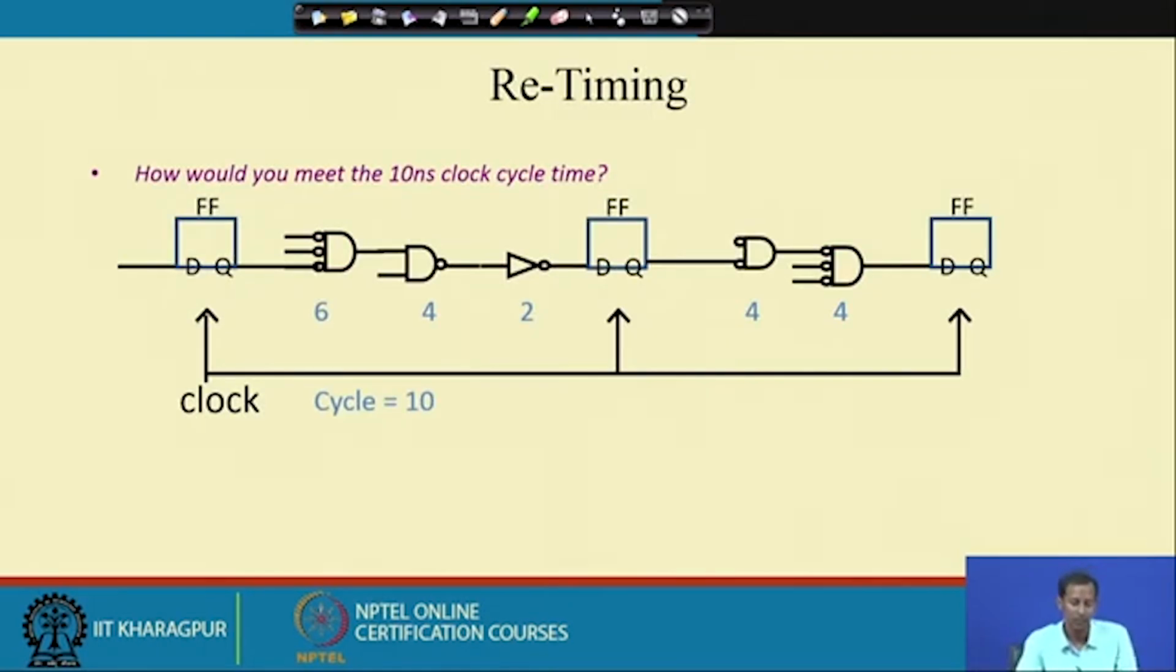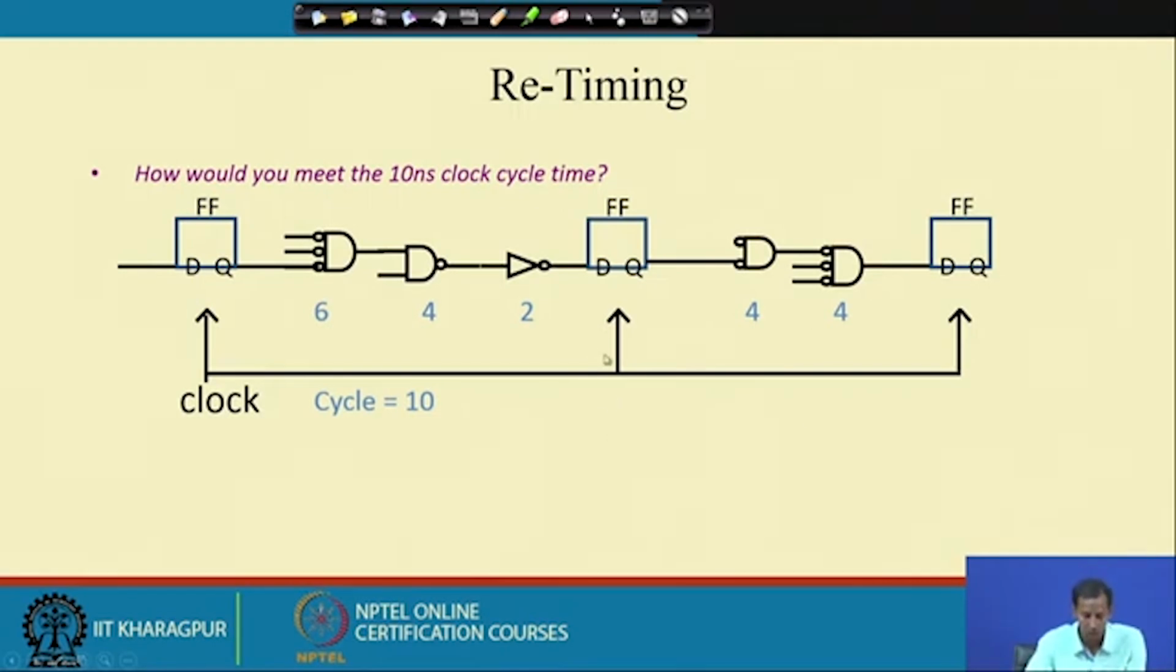Now, another thing. Suppose here we have one circuit. It asks how you would meet the 10 nanosecond clock cycle time for this particular path. That means the clock cycle will be 10 nanosecond. As you see, this path is register to register. There is one combinational circuit which takes 6 plus 4 plus 2, that is 12 nanosecond, and this other path takes 4 plus 4, that is 8.